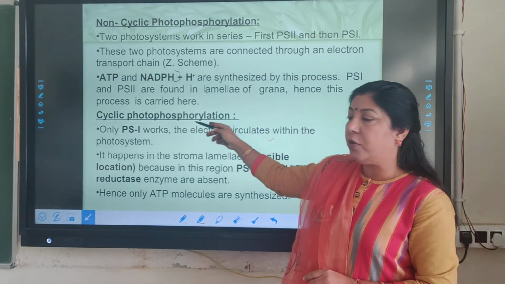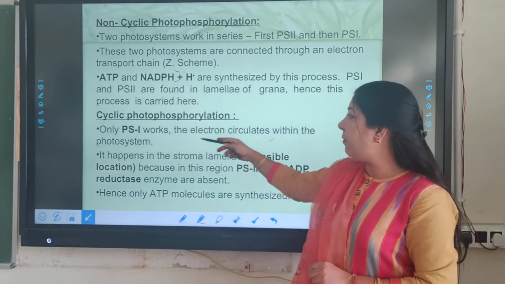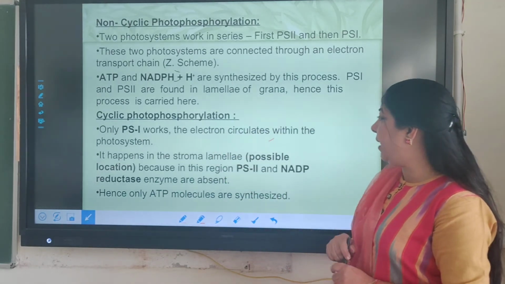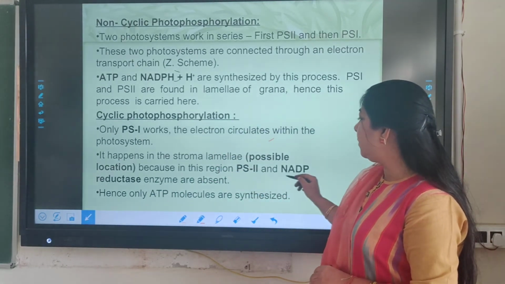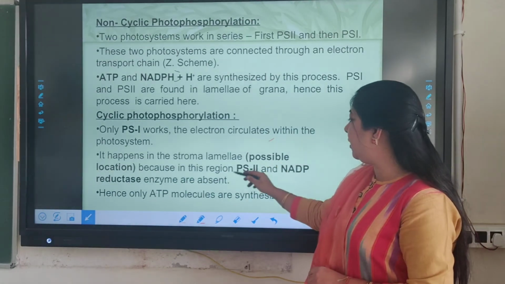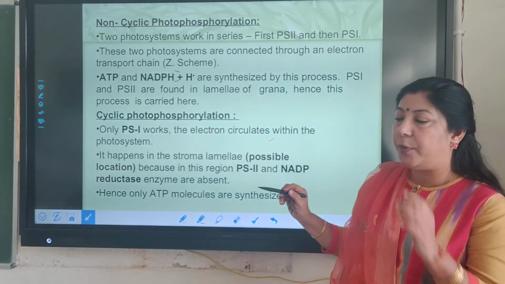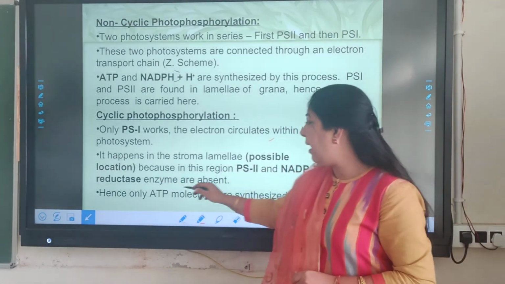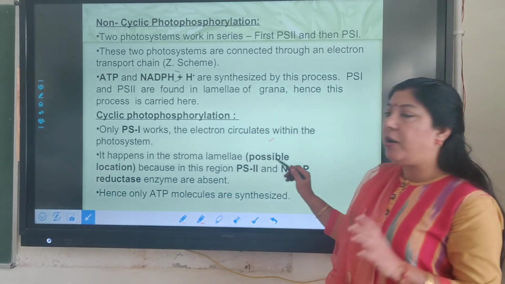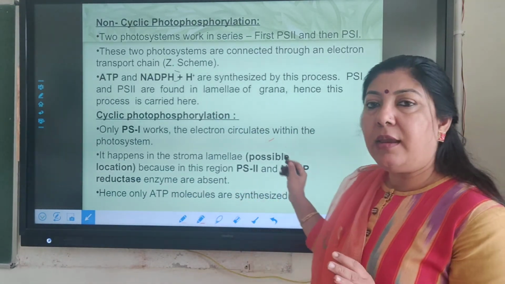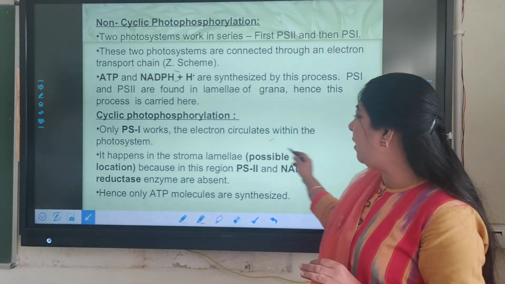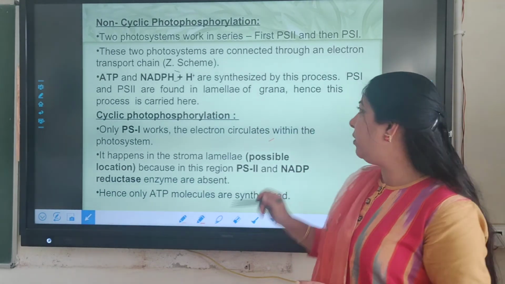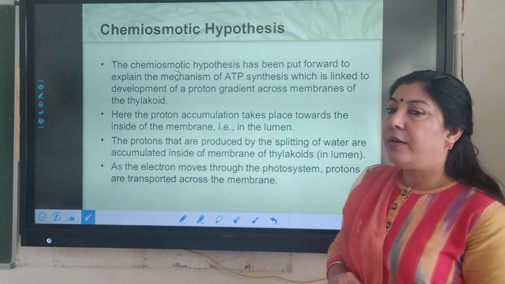Whereas in cyclic photophosphorylation only one photosystem works and electrons circulate in the system, it happens in stroma lamellae, and NADP is not produced, because in this region PS2 and NADP reductase enzymes are absent, hence only ATP molecules are synthesized. In cyclic, this NADPH is not produced because this enzyme is absent. So these were the two types of reactions.